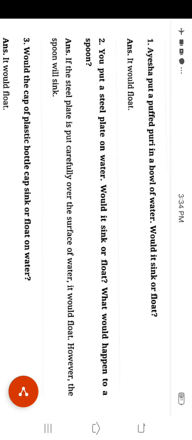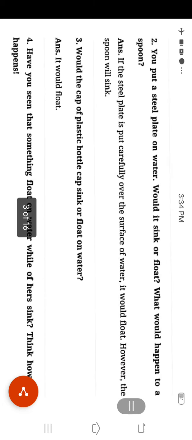If Aisha puts the puffed puri on the water, then the puri will float. You put a steel plate on water. Would it sink or float? What would happen to a spoon? So the answer is if the steel plate is put carefully over the surface of water, it would float. However, the spoon will sink. Why? Because the buoyancy force of the water is less than the force of a spoon.